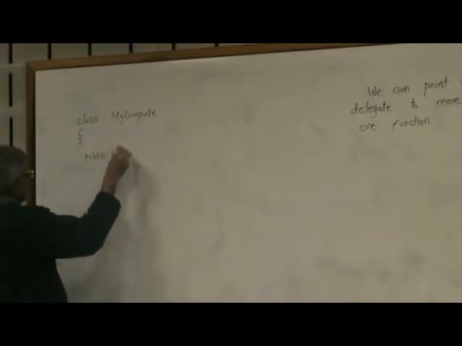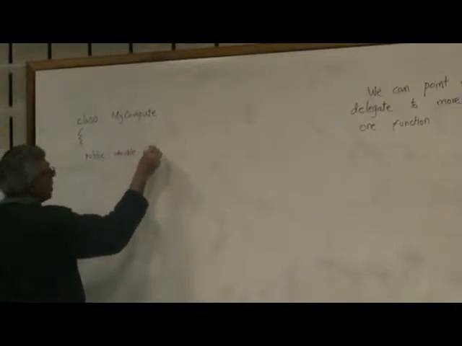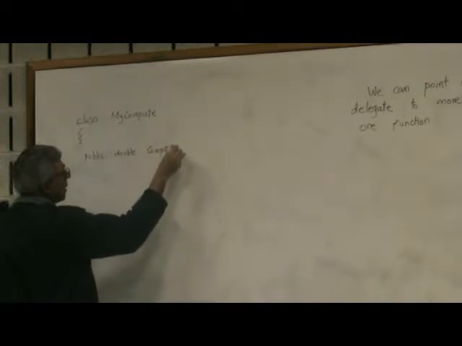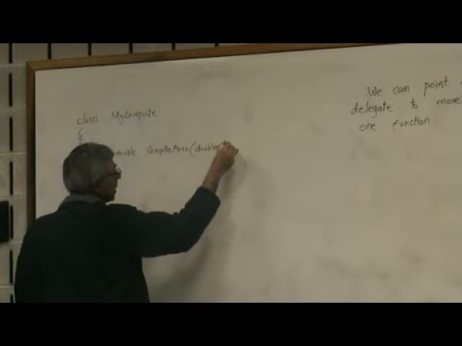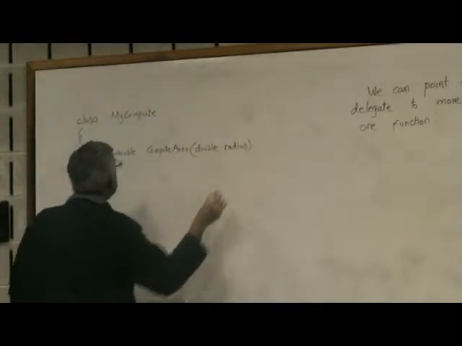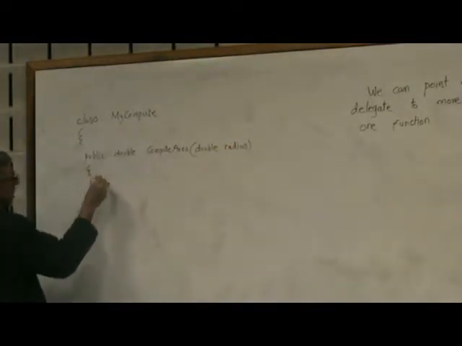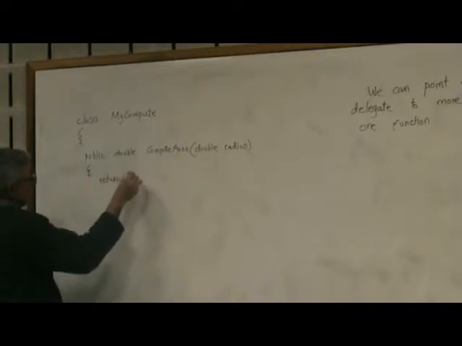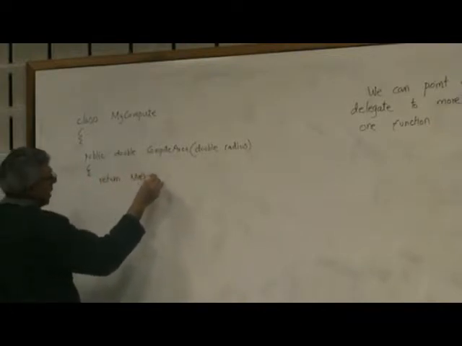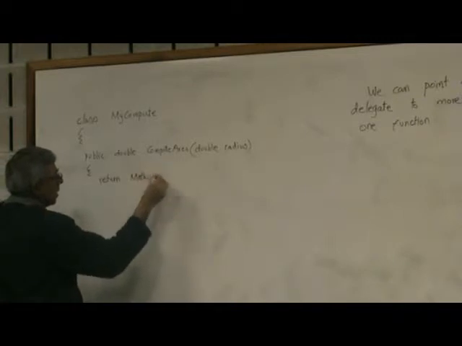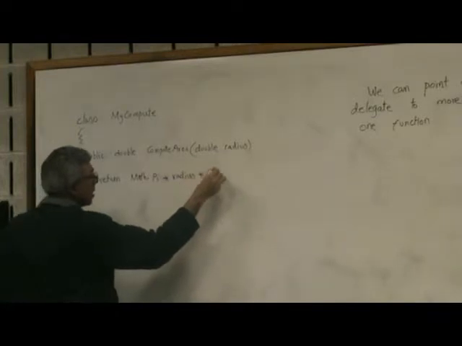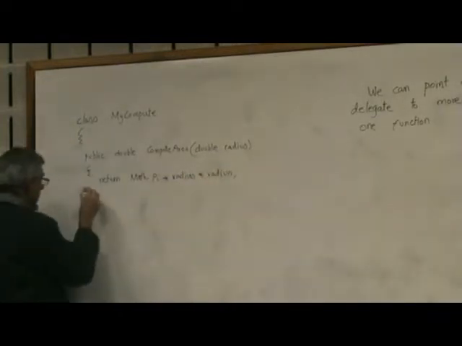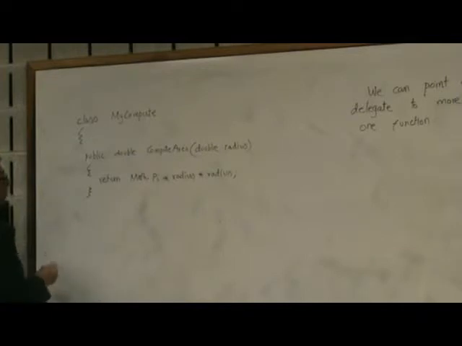Suppose I put public double ComputeArea, let's say double radius, and return Math.PI times radius times radius. Okay, so that's one of the functions over here.